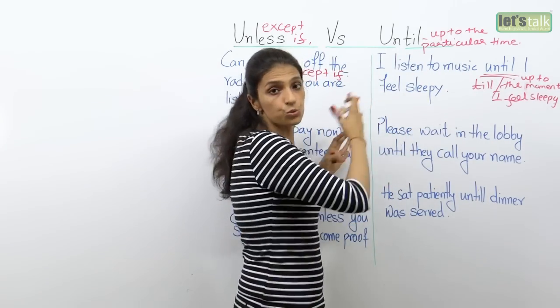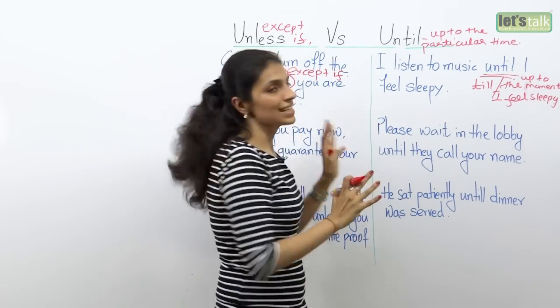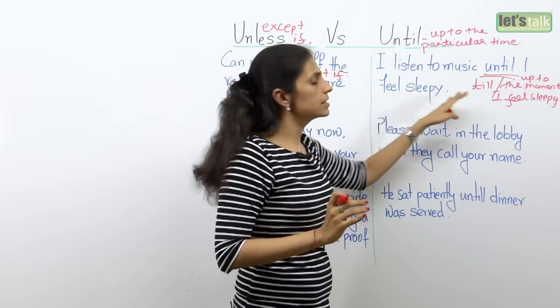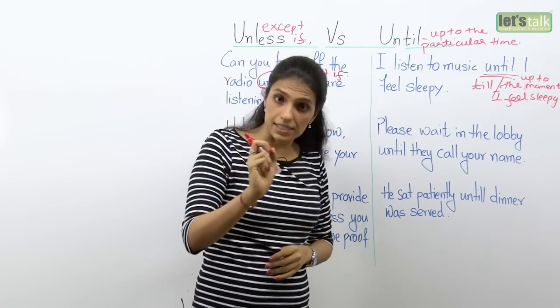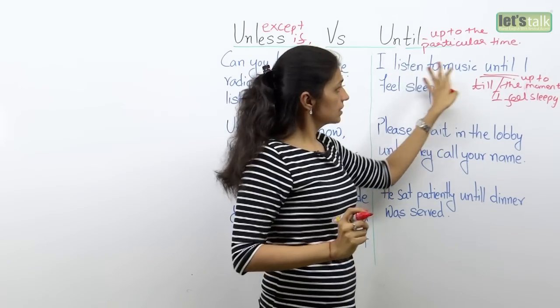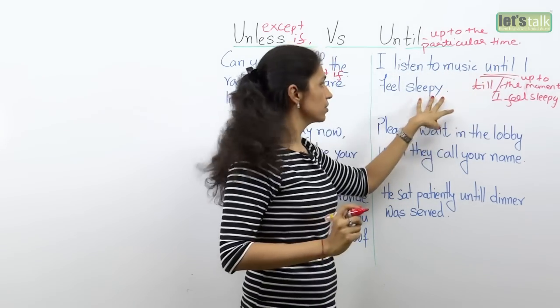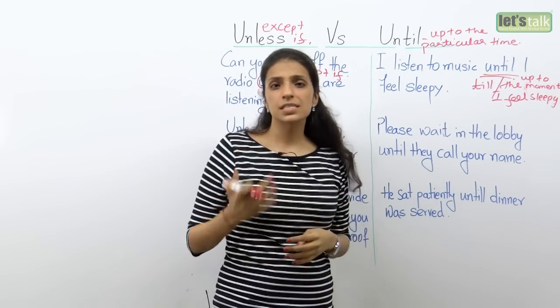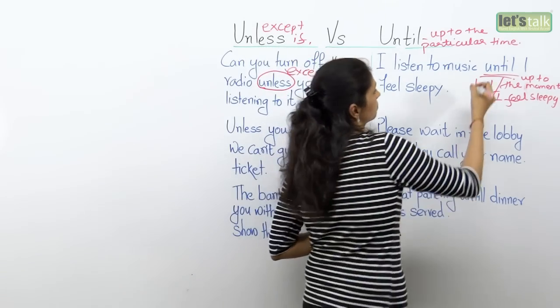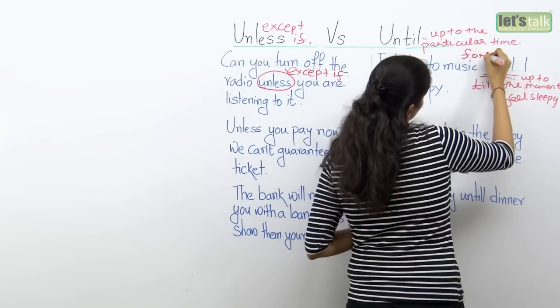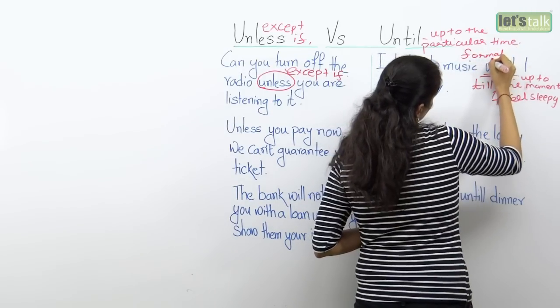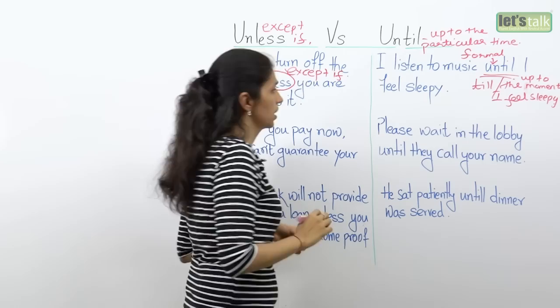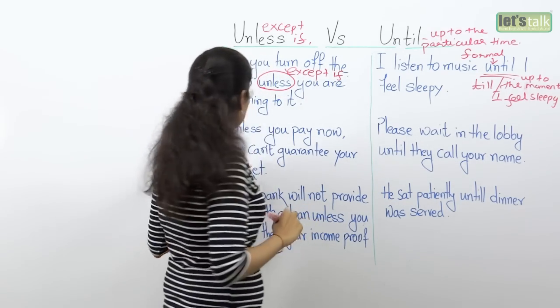So they're completely two different words. Unless is except if, until is till. So yes, you can use till. I listen to music till I feel sleepy. Only until is more formal, till is informal. Okay, let's take a look at another example.